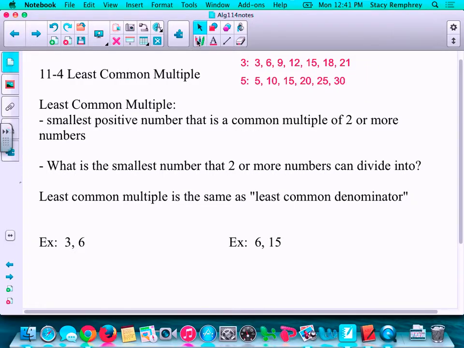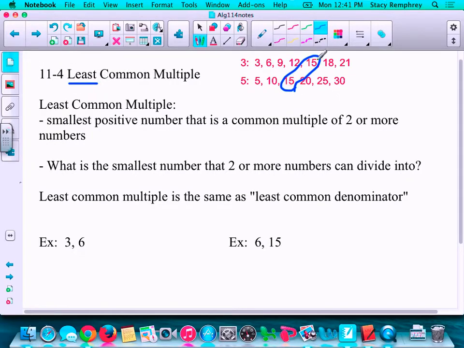When we talk about a common multiple, we're looking for one that they both have in common. So you can see here with the 3 and the 5, they share a multiple of 15. Now, they share a lot of other multiples. 30 would be one that 3 and 5 can both divide into. 45, 60, there's a lot of different ones. But when we talk about the least common multiple, we're looking for the smallest of the common multiples.